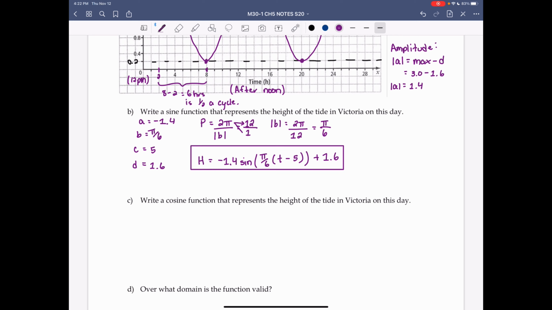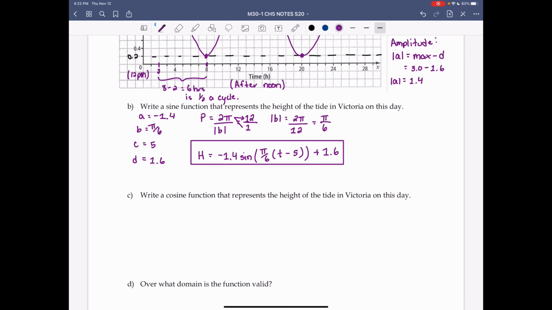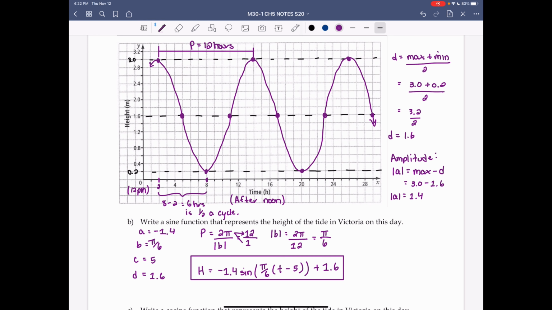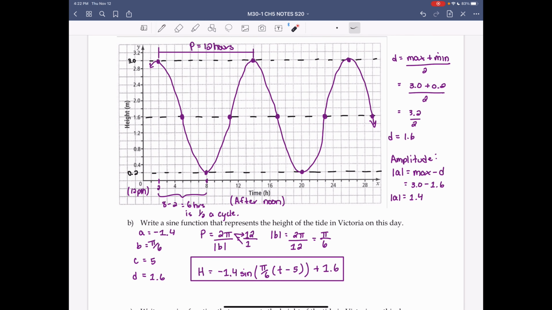Part C, write a cosine function that represents the height of the tide in Victoria on this day. So same as part B, just with a cosine function. Cosine starts with a maximum at the y-intercept, so I'm going to say that this maximum started at the y-intercept, which means it was horizontally shifted over 2 in this case. And y equals cos x from that first maximum then heads downward, obviously, since it's a maximum. And this heads in the same direction, so that tells us that both a and b are positive.